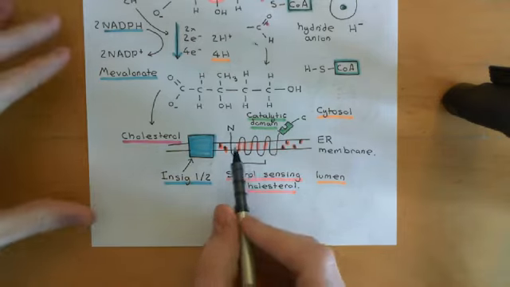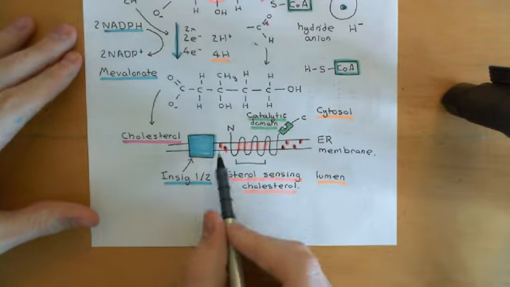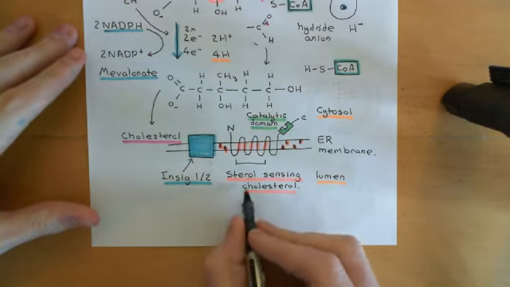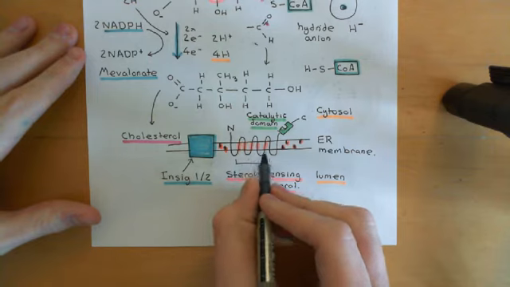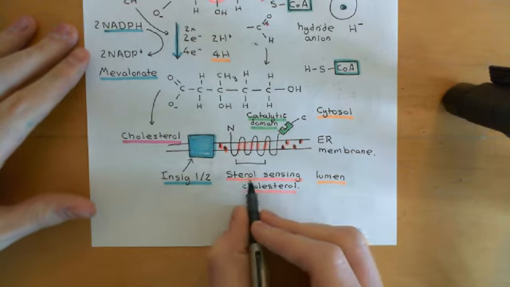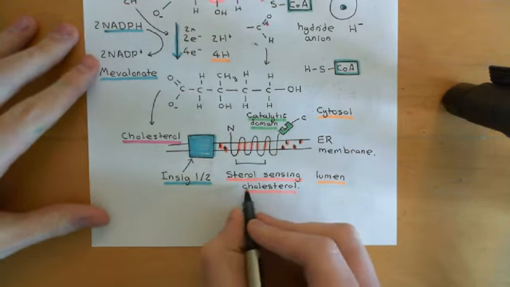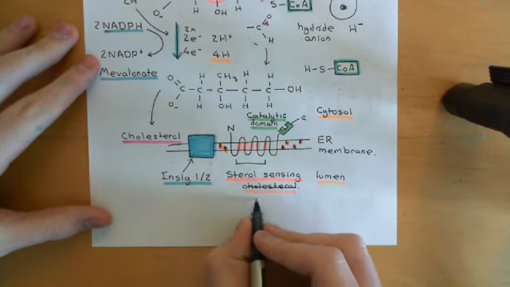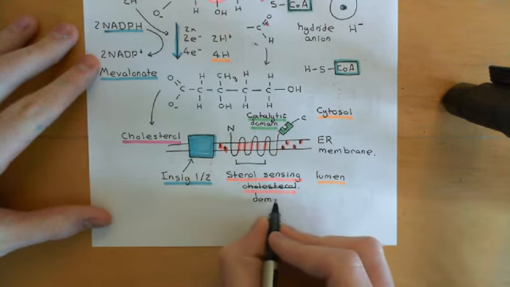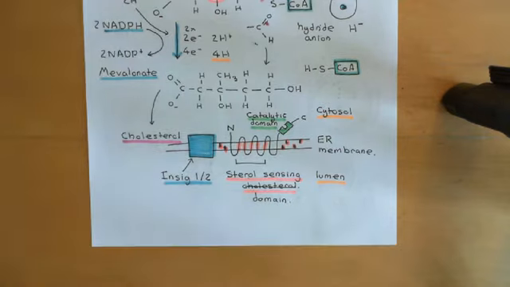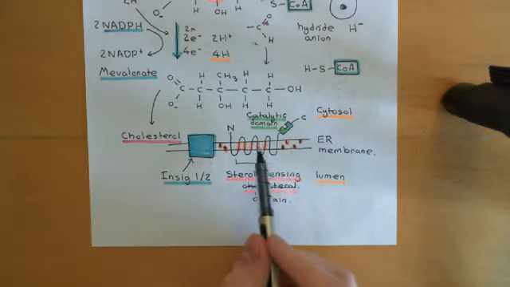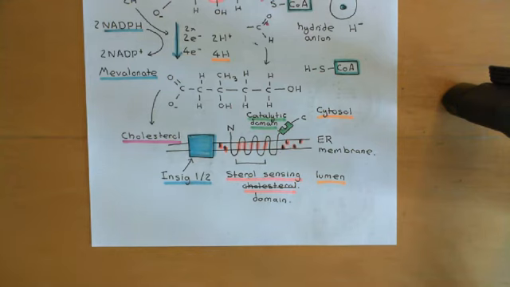Okay, and we've discussed that HMG-CoA reductase is this enzyme that sits in the ER membrane, and I want to make a correction here. I called this the sterol sensing domain, but then wrote sterol sensing cholesterol. So this should have said sterol sensing domain here. Basically we've discussed how cholesterol can bind to this sterol sensing domain when it's in too high a concentration in the ER membrane, which is indicative that the cell has too high a concentration of cholesterol.